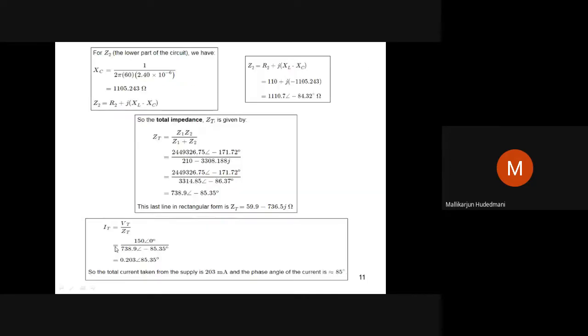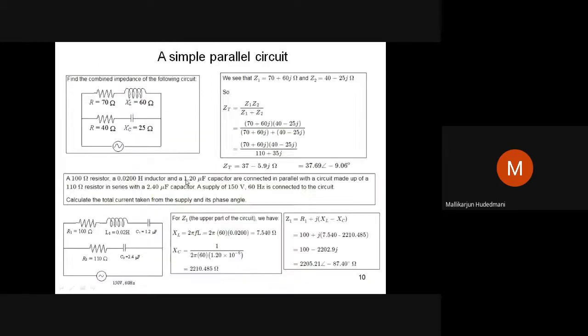Z2 is also ready, you can just see. XC is 1 by 2 pi FC. Ready? Then take this into Z2. What is the total impedance? Z1 Z2 divided by Z1 plus Z2. Once you get the total impedance, what may be asked here? Given 150 volt, 60 hertz, and impedances in parallel, obtain the total current drawn from the circuit. What is the total current drawn here? V divided by Z equivalent. That's what is being done here: I total equals V divided by Z equivalent. I can do it either in polar or rectangular, and I can get the answer.